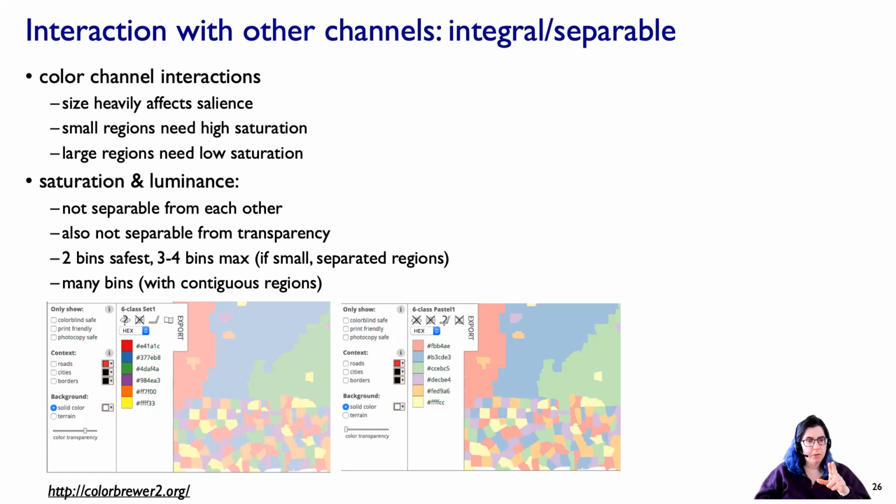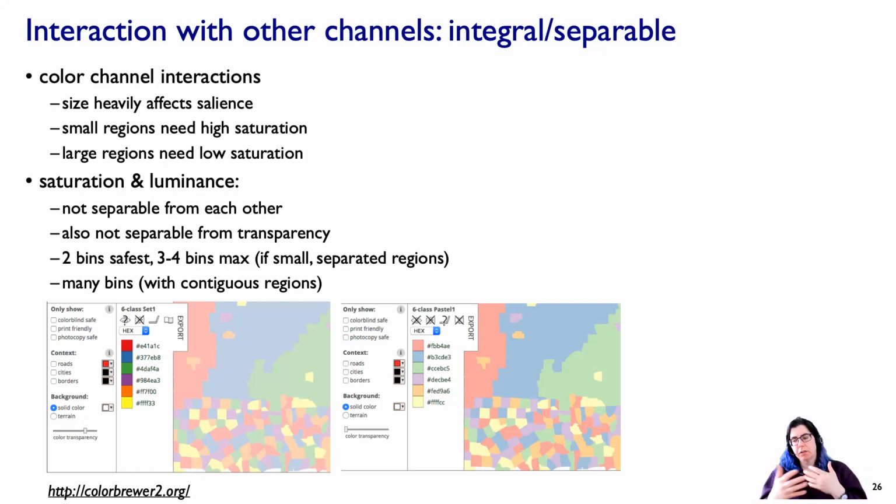Now, the other thing, as we alluded to already, is that saturation and luminance are not separable from each other, and they are not separable from transparency. So I'm showing the ColorBrewer tool here, where we've got fully saturated colors, but notice how the transparency slider is moved over. So we've got a transparent layer in front, and we basically can't tell this apart from unsaturated colors just used to directly color code. So transparency is not separable from saturation or luminance. So we can pick one of these three if we want to encode data directly.